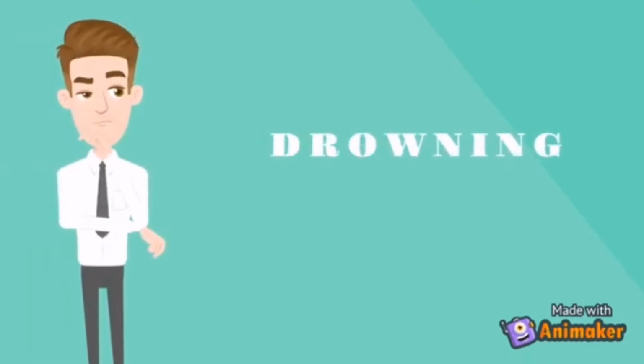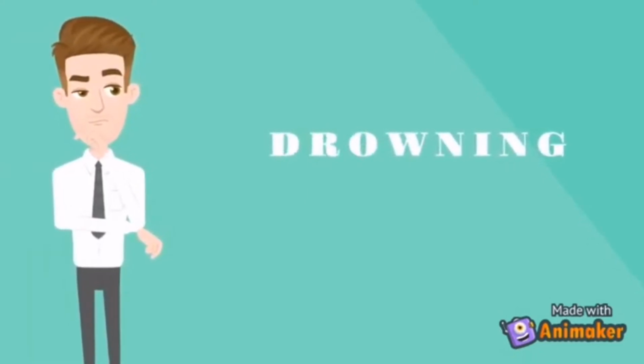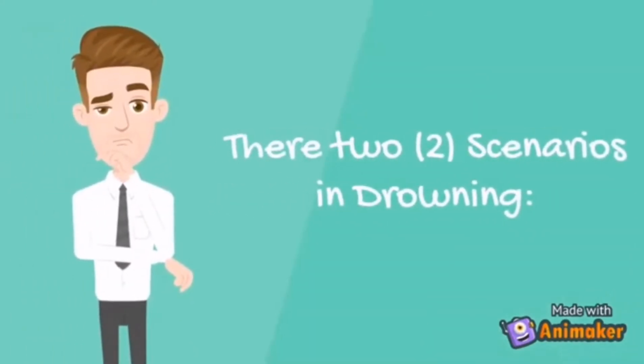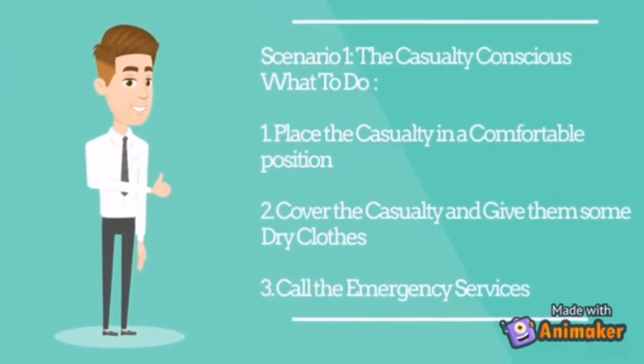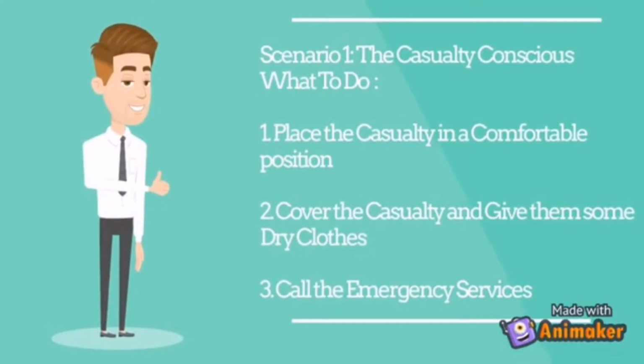How to treat a person who is drowning. There are two scenarios in drowning. The first scenario, the casualty is conscious. These are the things to do. Place the casualty in a comfortable position. Cover the casualty and give them some dry clothes. Lastly, call the emergency services or the ambulance.